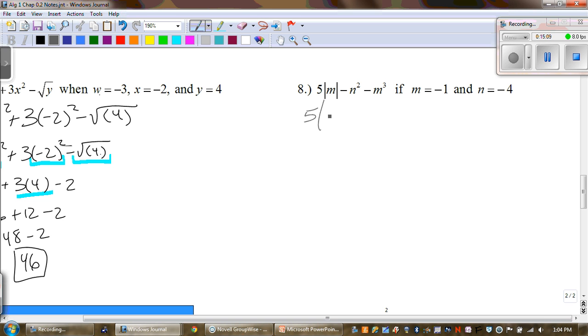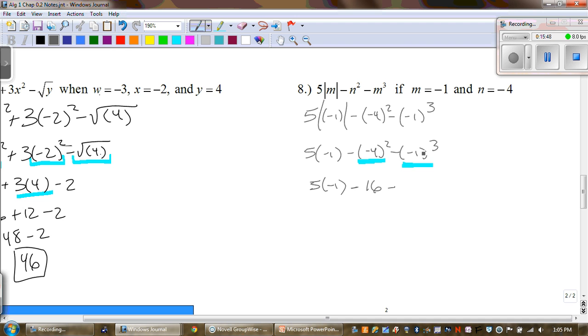We know m is -1, n is -4. There we go. So absolute value comes first. The absolute value of -1 is 1. Okay, let's work on our two exponents right here. So I'm just going to rewrite 5 to the -1. That stays the same. -4 times -4 gives us +16.